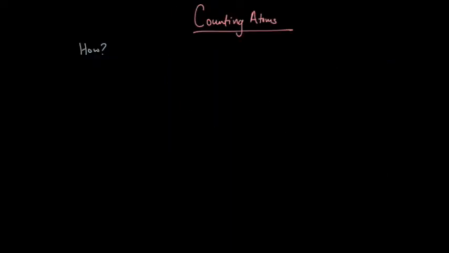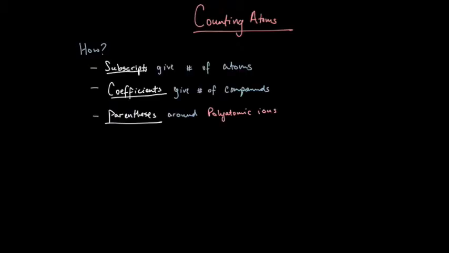Alright, now we're going to figure out how to count atoms when given a formula. First, we need to know that the subscripts give the number of atoms, the coefficients give the number of compounds, and the parentheses are only used around polyatomic ions. And let's take a look at some of these examples.